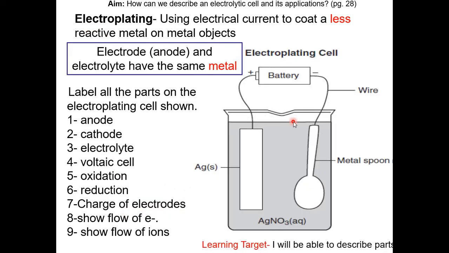Let's look at a diagram of an electroplating cell in your packet. This is an electrolytic cell. We're trying to plate the spoon with silver. Let's first label the parts of the electroplating cell.